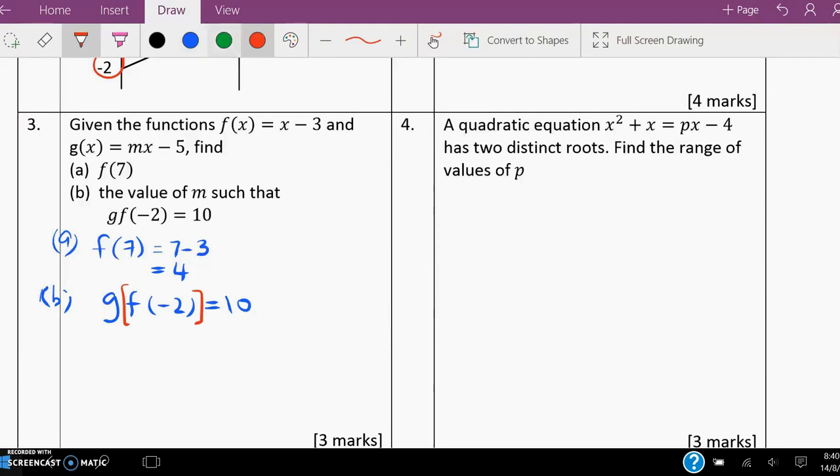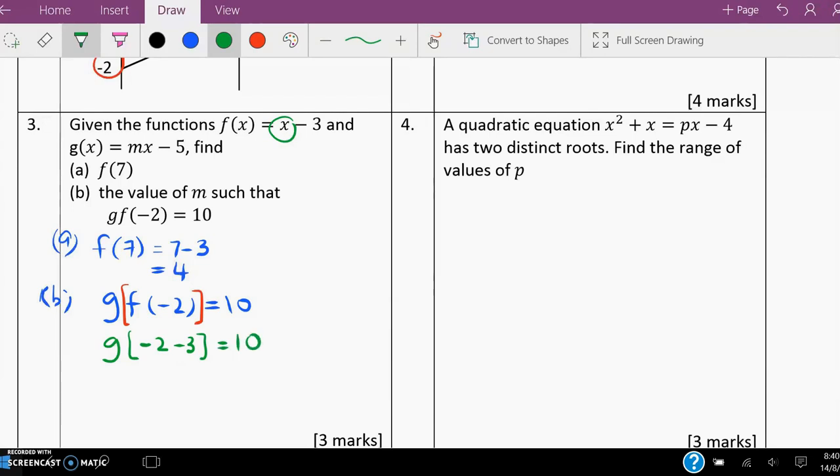So here, let's continue. The f(-2) means that you have to substitute the value of negative 2 inside x here. So it's going to be negative 2 minus 3, or you may want to write negative 5 straight away.